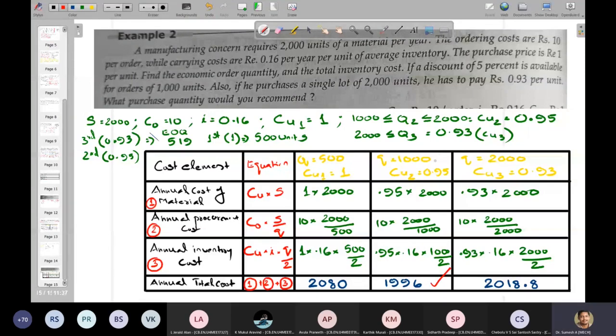I hope it is clear right now. It need not always be the lowest quantity; it should be the minimum cost. Sometimes the middle, sometimes the highest. However it comes, you have to select it. So how to proceed and how to select, I hope it is clear to you right now.